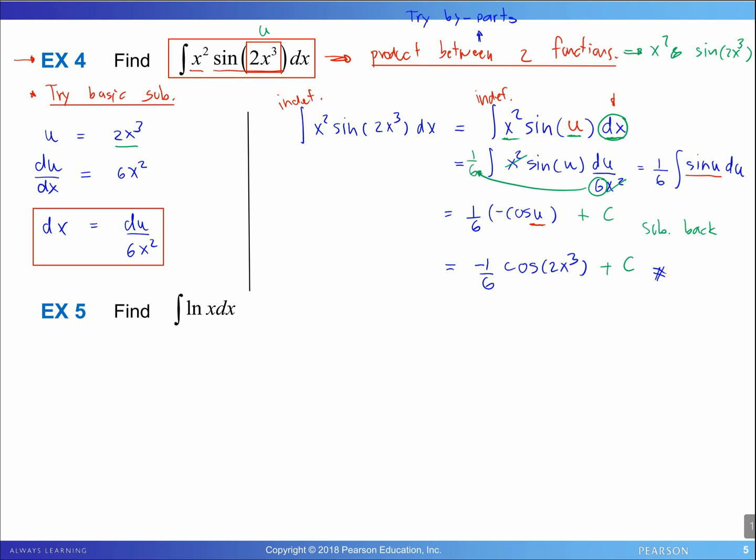Before we move on, let's take a look at this. Just because you have a product between two different functions inside your integral, it doesn't mean that you have to use by parts every time. So let's add right here that you may try by parts, but it's not guaranteed to work.